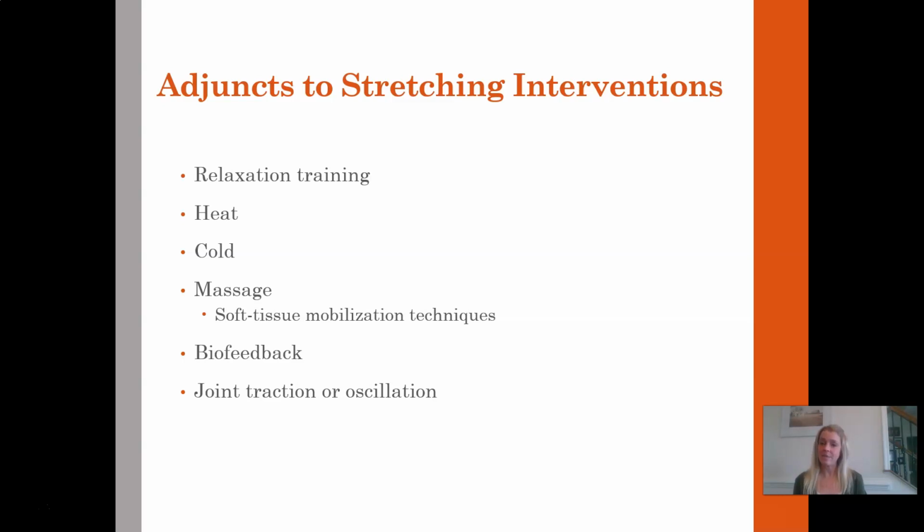Biofeedback, and we talked about that in modalities. And then some joint traction and oscillation. And as we get into the joint mobilizations, and maybe even a little bit with passive range of motion as well in lab, we'll go over what joint oscillation is going to look like.